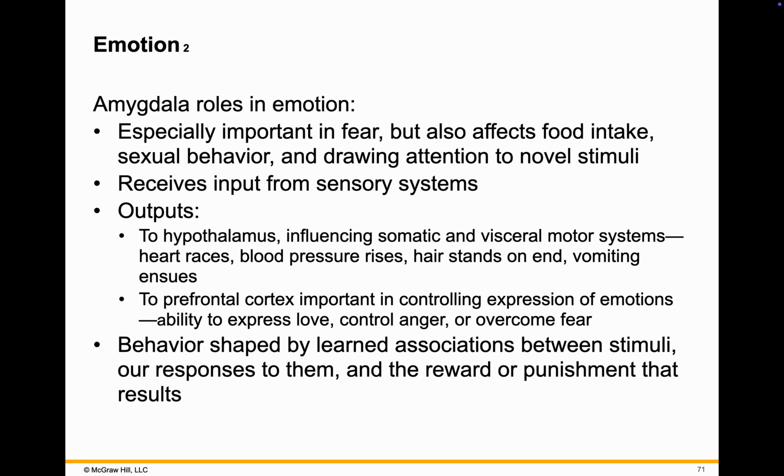It gets input from sensory systems. It has outputs to the hypothalamus, which influence somatic and visceral motor systems. Your heart can race, your blood pressure rises, hair stands on end, vomiting. The prefrontal cortex is important in controlling the expression of those emotions, the ability to express love, control anger, and overcome fear. Behavior is going to be shaped by learned associations between the stimuli, our responses to them, and whether there's reward or punishment that results.